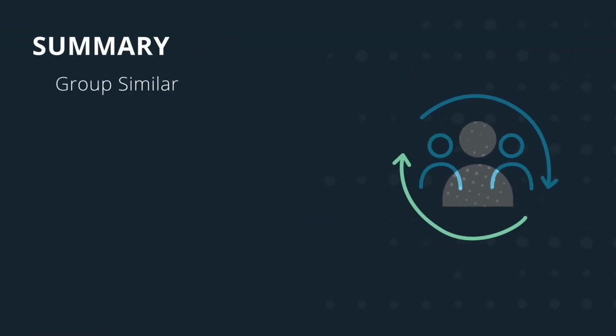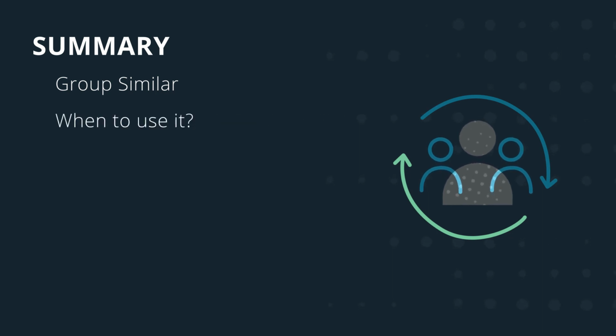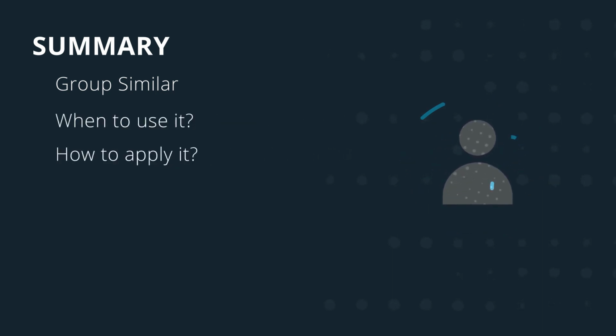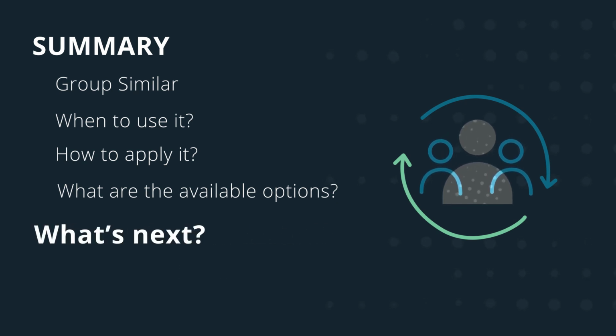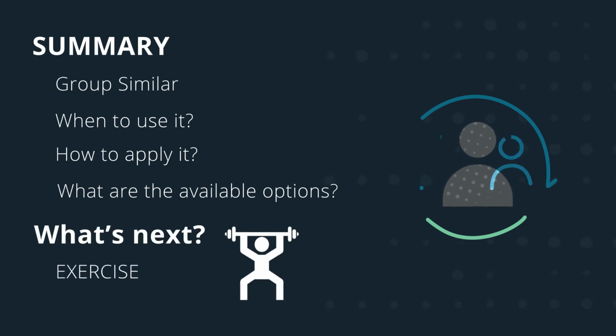That's all for now. We have finished our acquaintance with the Group Similar feature. We learned what it is, when to use it, how to apply it, and how to define various options. What's next? There is a small exercise ahead that will help you consolidate what you have learned.